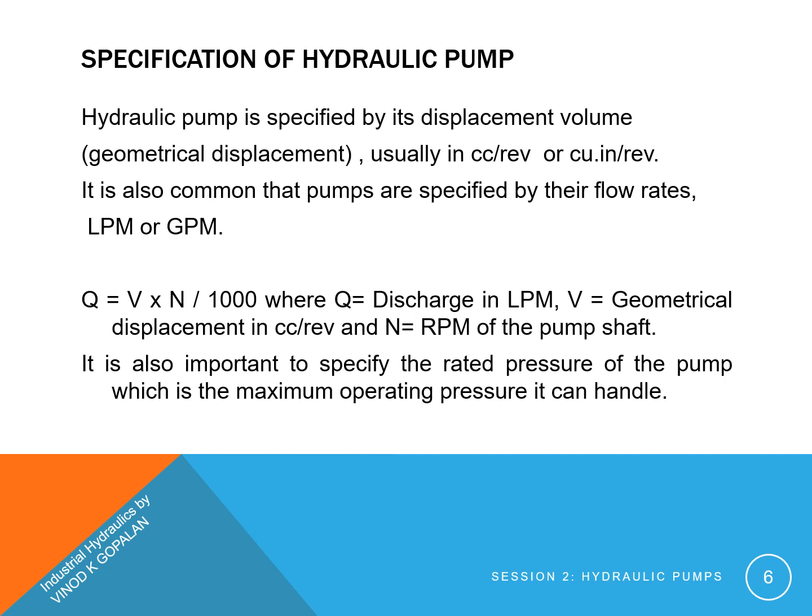Now, how do you specify a hydraulic pump? A hydraulic pump is specified by its displacement volume, also known as geometrical displacement, usually in cc per revolution or cubic inch per revolution. It is also common that pumps are specified by their flow rates, in liters per minute or gallons per minute. Q = V × N / 1000, where Q is the discharge in LPM, V is the geometrical displacement in cc per revolution, and N is the RPM of the pump shaft. It is also important to specify the rated pressure of the pump, which is the maximum operating pressure it can handle.